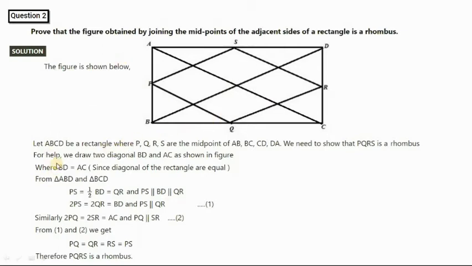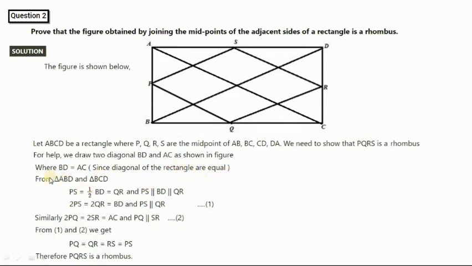For help in this diagram we draw two diagonals, that is AC and BD. Since ABCD is a rectangle, the diagonals will be equal to each other. So BD is equal to AC, since the diagonals of a rectangle are equal.